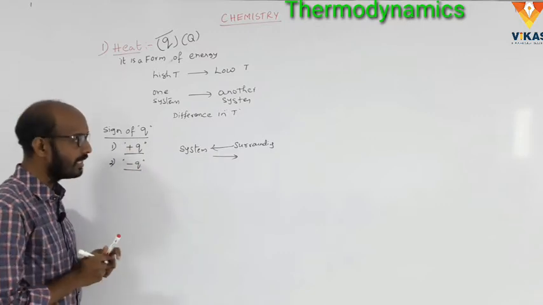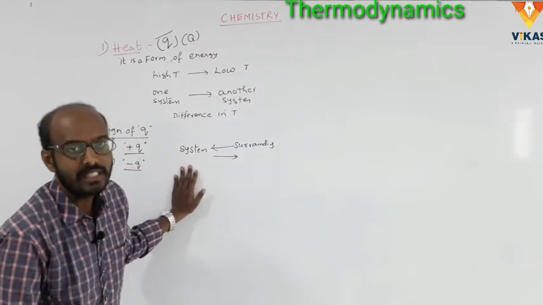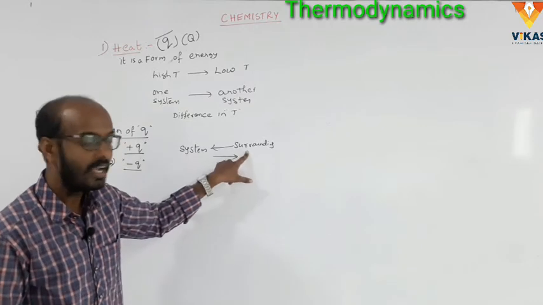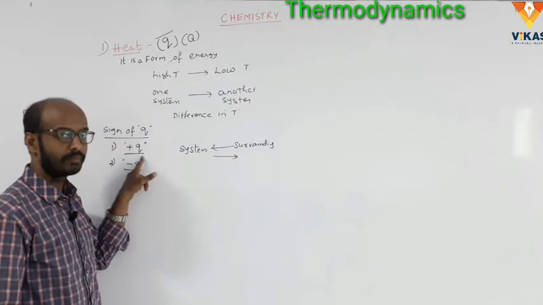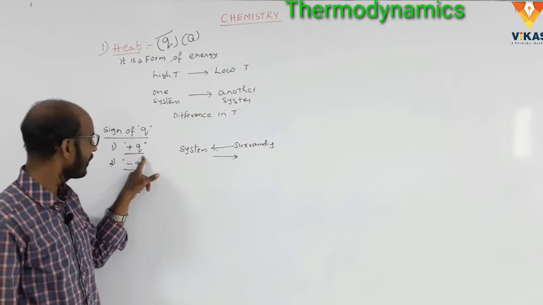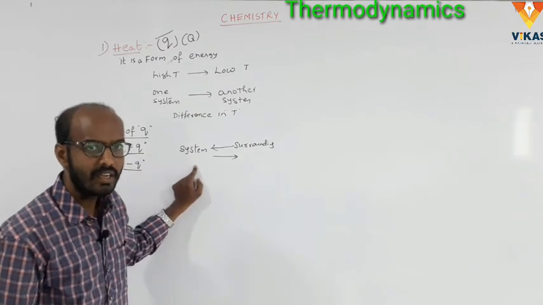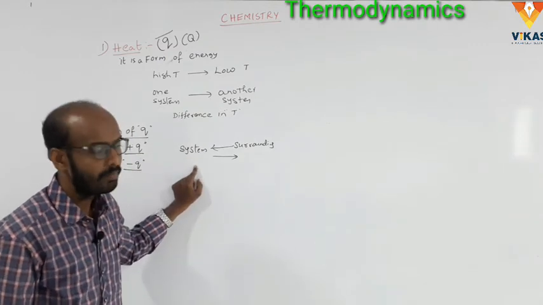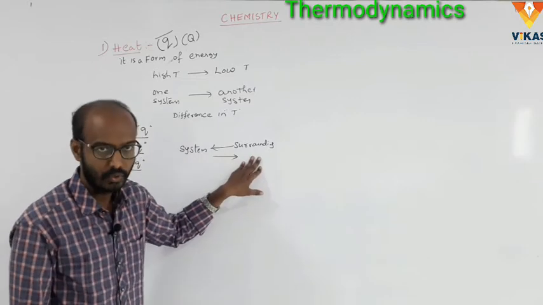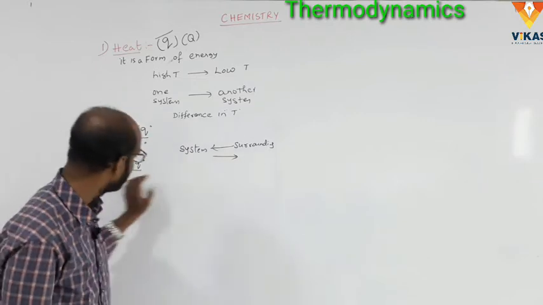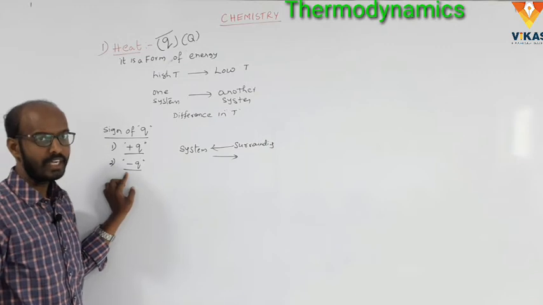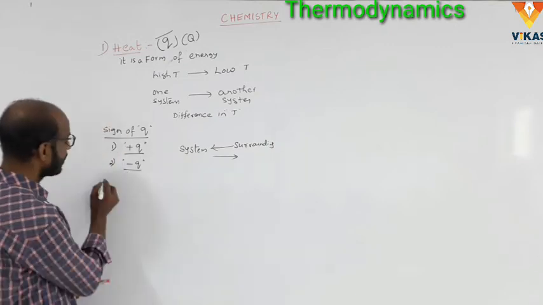Once again I will repeat it. Heat absorbed by the system from the surroundings gives the positive sign. In case the heat is released by the system to the surroundings, it gives the negative sign. Okay? Clear? So next one, units of Q.